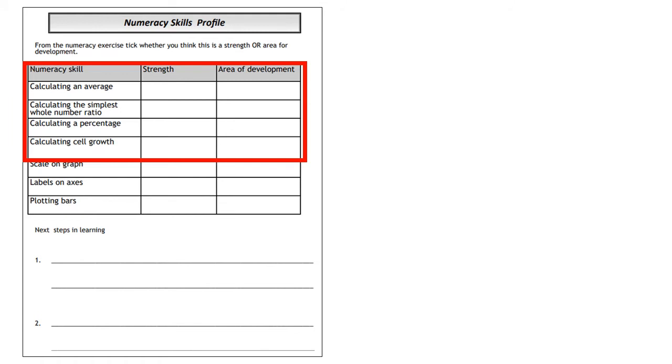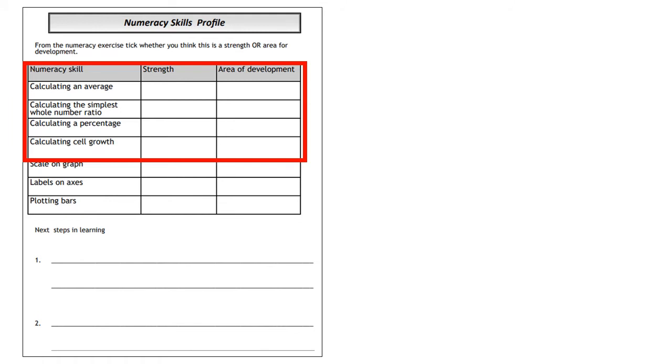So we're now looking at page 33, and we've got a box here, and we're going to look at exactly what our strengths and areas for development are with those kinds of calculations. I was just talking about the idea that simplest whole number ratios are something a lot of people find tricky. I know I did when I first started trying to do them. So if you find those tricky, I would tick that box for area for development. We're going to tick each box, whether it's a strength or an area of development, for calculating an average, calculating the simplest whole number ratio, calculating a percentage, and calculating cell growth.